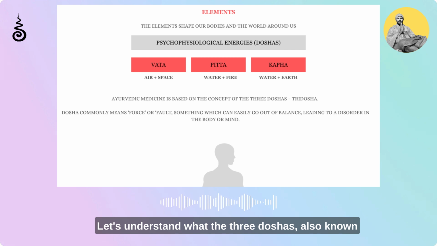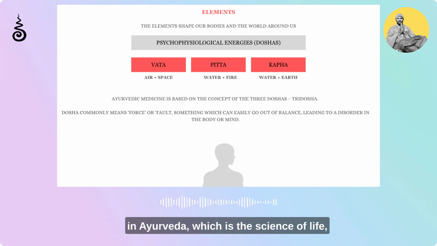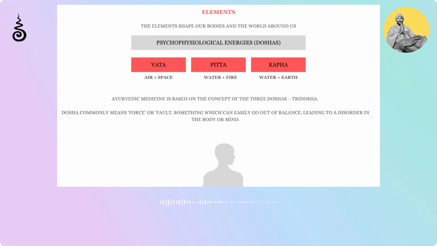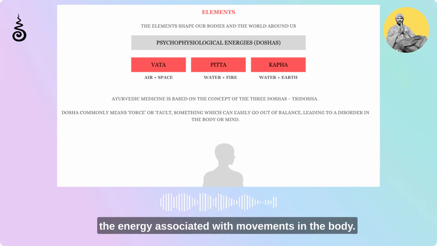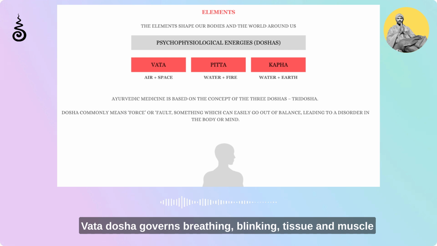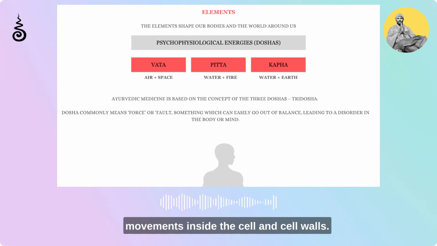Let's understand what the three doshas, also known as tridosha, mean and their importance, not only in Ayurveda, which is the science of life, but also in one's spiritual progression. Let's begin with the Vata dosha, which is the energy associated with movements in the body. Vata dosha governs breathing, blinking, tissue and muscle movement, heartbeat, transmission of nerve impulses, and all movements inside the cell and cell walls. When balanced, Vata promotes creativity and flexibility.